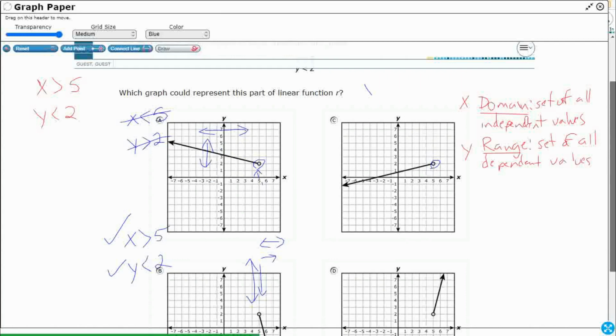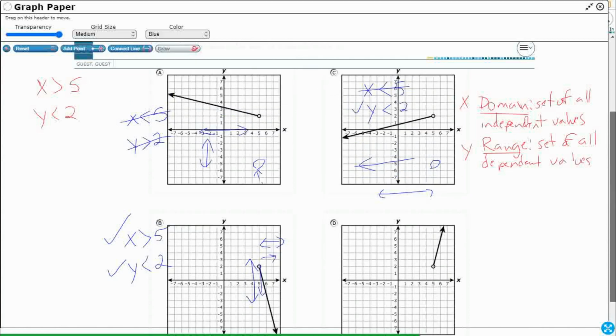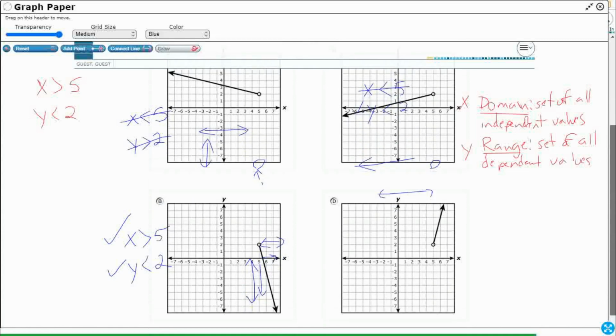So for C, I've got x, and once again we're going side to side. We're at 5, and x is moving to the left. It's getting smaller, so x is less than 5, so that's not good. My y is going to be less than 2, so that's okay. But C doesn't work because the domain is incorrect. And we're going to find some problems right here.